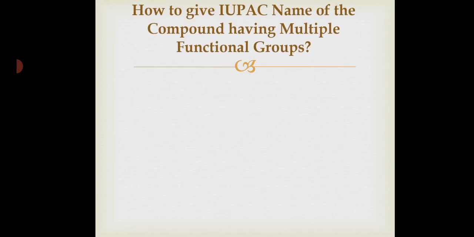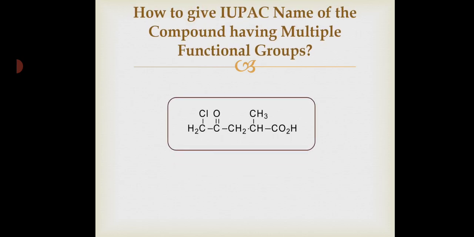So now let's see how we can name this compound. Earlier we were not able to name this compound. Now after seeing the priority table, let's see whether we can give an IUPAC name to this compound. So look at this compound properly. How many functional groups does this compound have? It has 4 functional groups. What are they? Carboxylic acid, a methyl alkyl group, ketone, and a chloro group. So there are 4 functional groups.